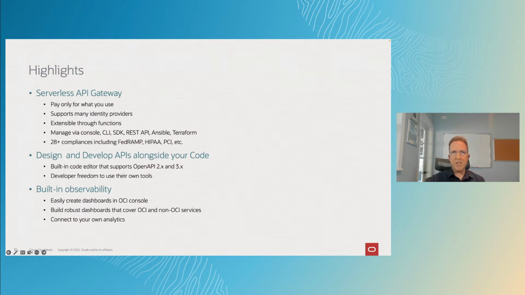So OCI API management comprises a serverless API gateway. You only pay for what you use when you use API gateway. It also supports many identity providers. So for example, you could use Oracle Identity, but you could also use Microsoft AD, Okta or Auth0, any kind of identity provider that is OAuth compliant, but we also have ways to work with other identity providers as well.